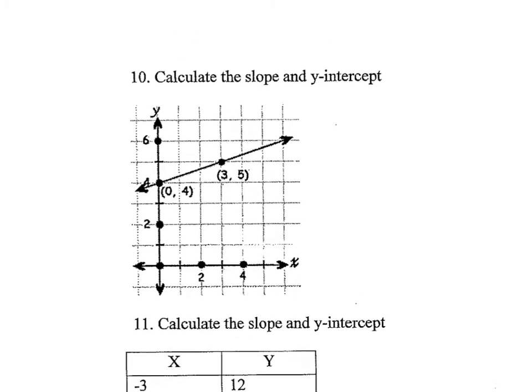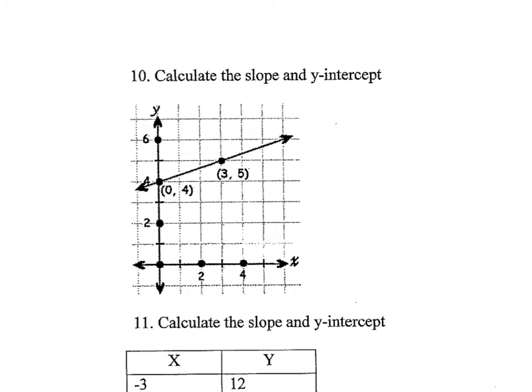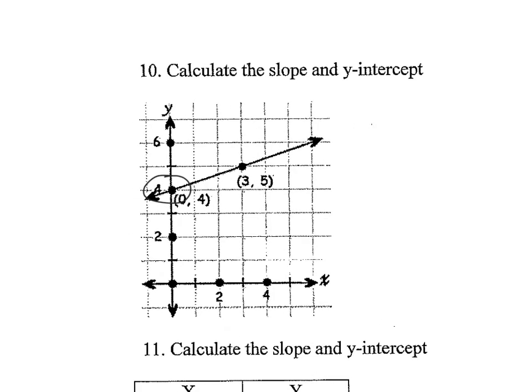Number 10, same thing. Your Y-intercept is the easiest one. It's at 4. And then label however you want. You can say this is X and Y 1s, and those are my 2s. So plug into your formula over here.